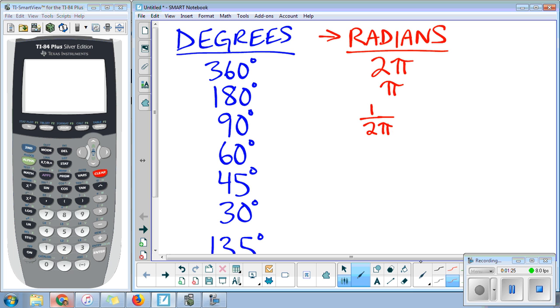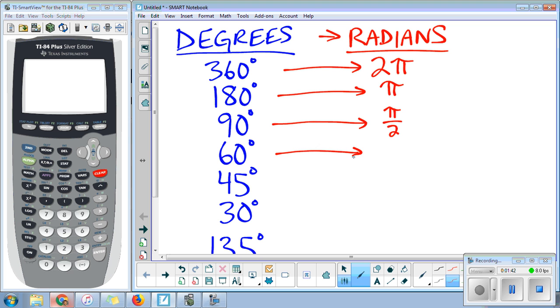Notice that you don't write your answer like that. We want to make sure it's 1/2 of pi, so we want our answer to be written like this. Or we could write our answer as pi over 2. So that'll be matching up our 90 degrees.